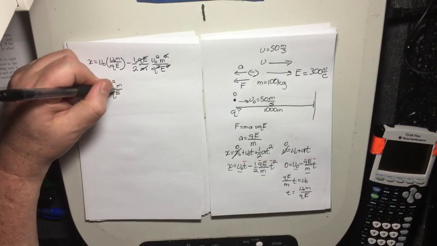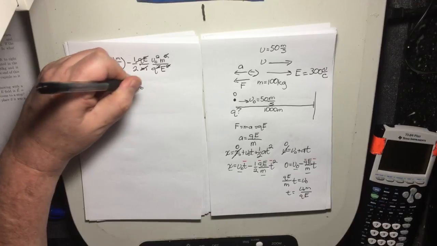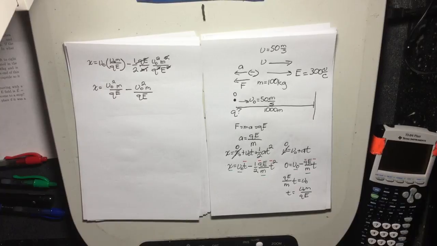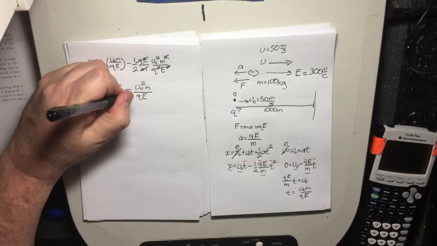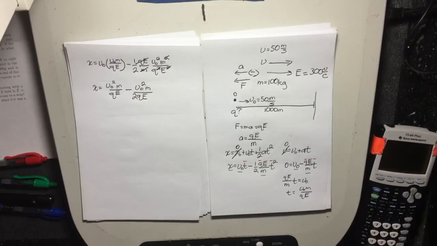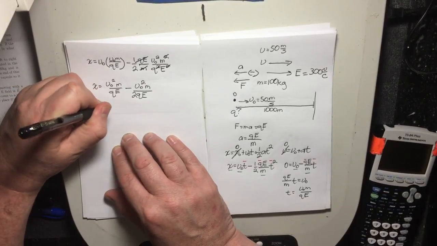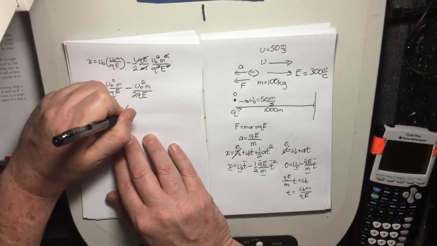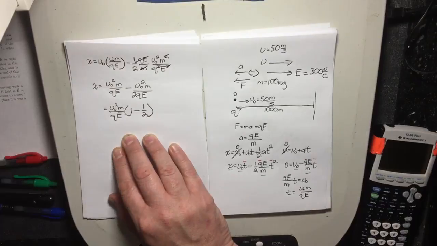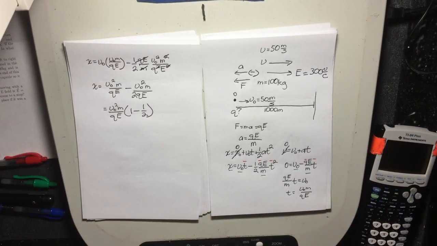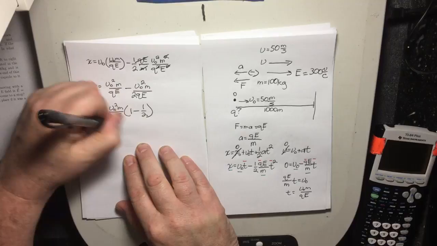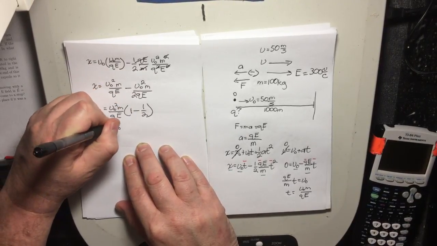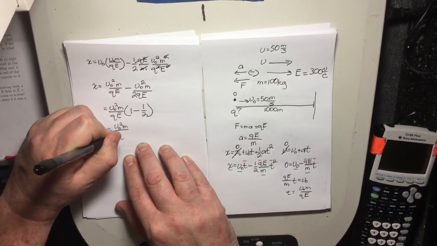Over here, I've got this minus V naught squared M over QE. And there is a 2. Factor out a V naught squared M over QE. All that's left is a 1 and a minus 1/2. So this collapsed. 1 minus 1/2 is 1/2. I'm left with V naught squared M over 2 QE.